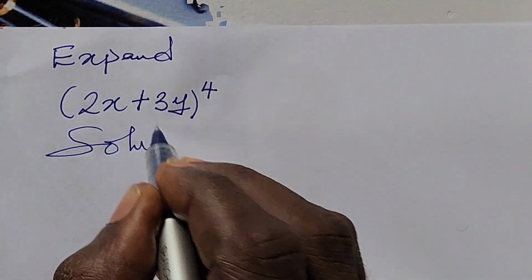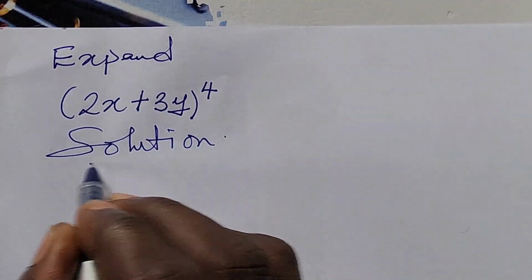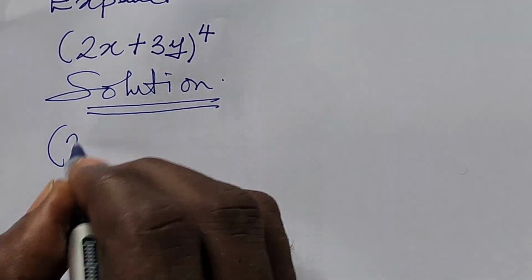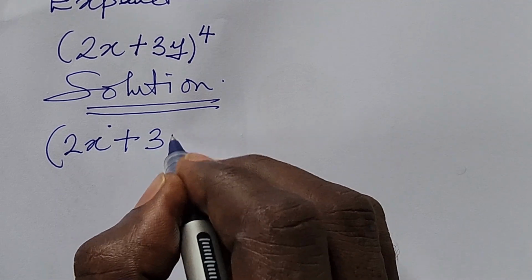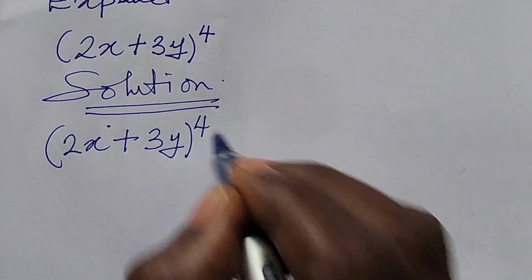So before then, let's take our solution. To every problem, there is a solution. So the question again is (2x + 3y) all raised to power 4, right?